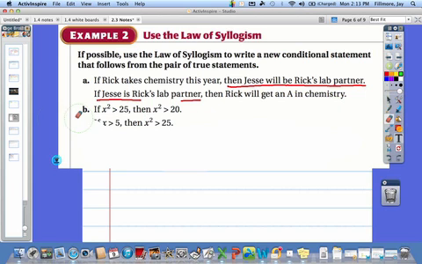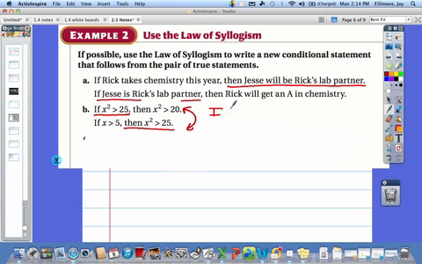Let's look at one involving algebra. So for part B here, if x squared is greater than 25, then x squared is greater than 20. If x is greater than 5, then x squared is greater than 25. Some people would look at this and say you can't use the law of syllogism, but here we can because one hypothesis matches the other's conclusion. What we're not used to is this order. It's more familiar if we were to switch the order here.